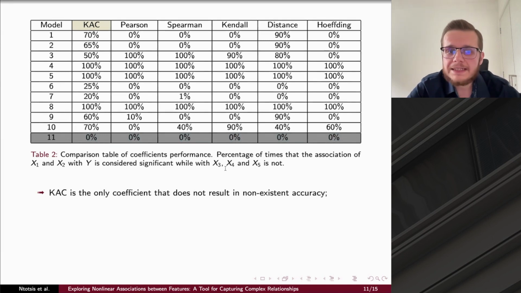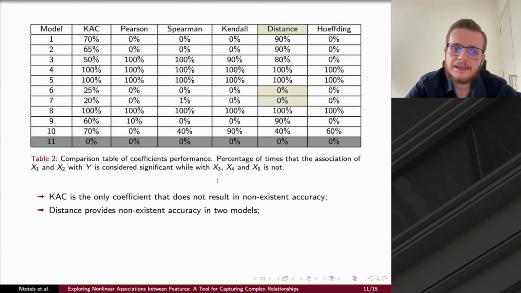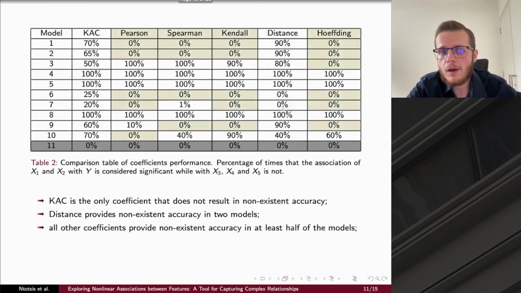So, as we can see here, KIC is the only coefficient that does not result in non-existing accuracy. And when I'm saying non-existing accuracy, I mean it never produced 0% accuracy rates. While on the other hand, distance provides non-existing accuracy, as we can see here in 2 models. Finally, all the other coefficients provide non-existing accuracy in at least half of the models, as we can see in this version of the table.